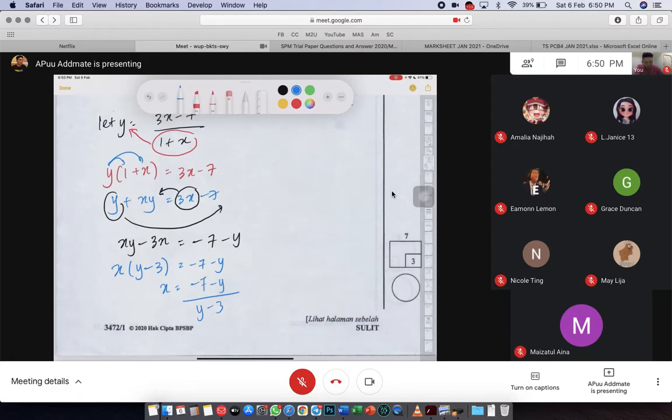Okay. So when you get that, I know that my k inverse x should be negative 7 minus x over x minus 3. Since the question is asking for k inverse 2, it means you substitute x with just 2. So you get negative 7 minus 2 over 2 minus 3. So you get negative 9 over negative 1. So that's why your answer is 9.